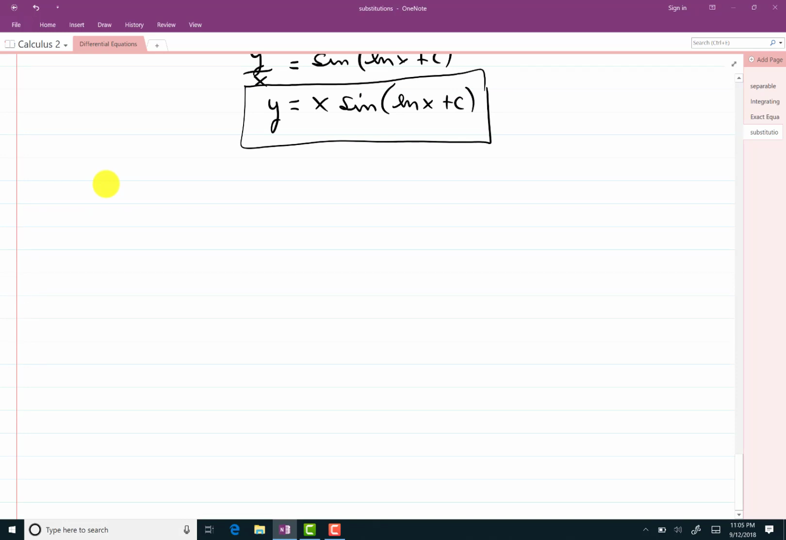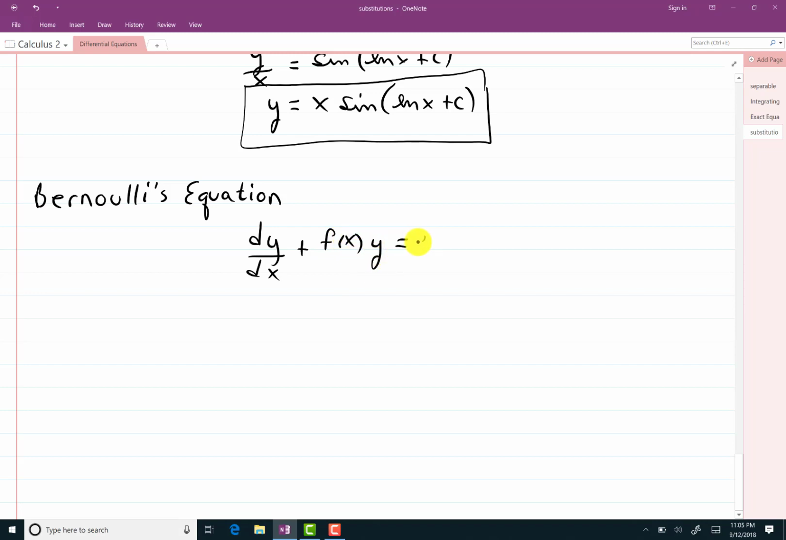Another type of substitution is involved with the Bernoulli equations, or Bernoulli's equation. The general format for such an equation looks like this. Remember, the idea is you'll be given all sorts of specific equations. We're going to try to classify them into certain types of solutions depending on the equations that we have.